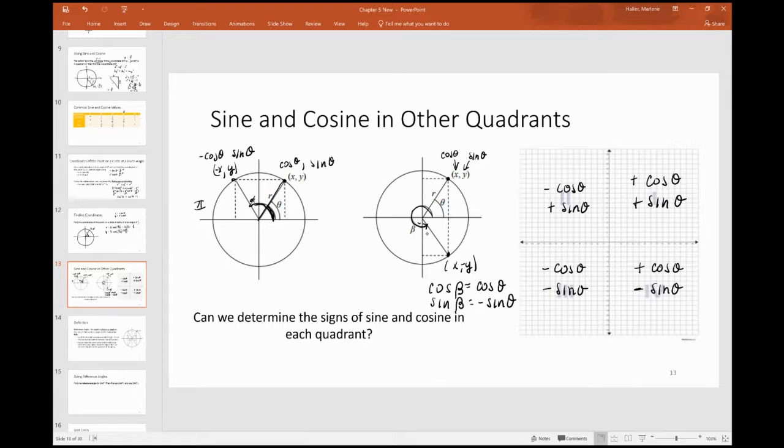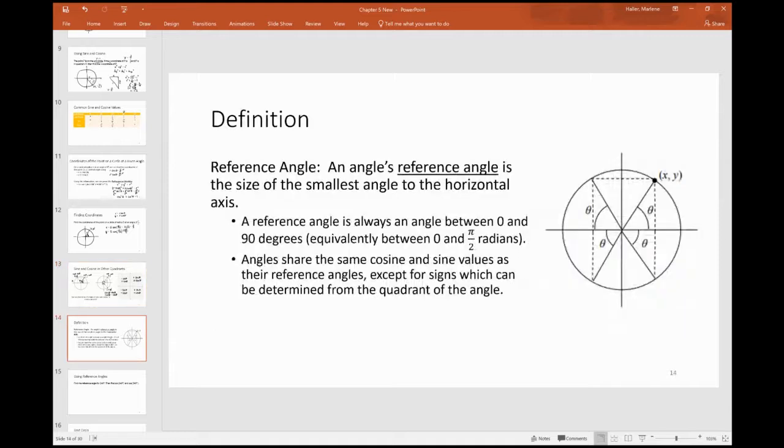So these angles that have the same absolute value of cosine and sine share the same reference angle. All right, what is a reference angle? A reference angle is the smallest angle to the horizontal axis that is made by the terminal side of an angle, right? So over here in quadrant 1, the reference angle is always going to be the same as angle theta, or as the angle itself.